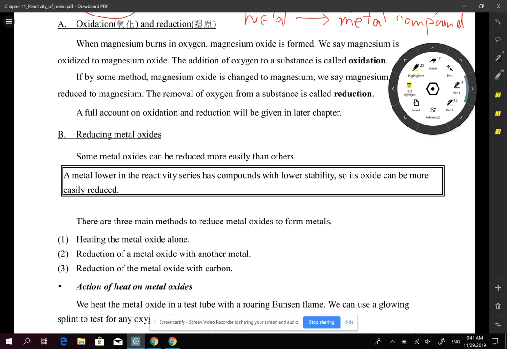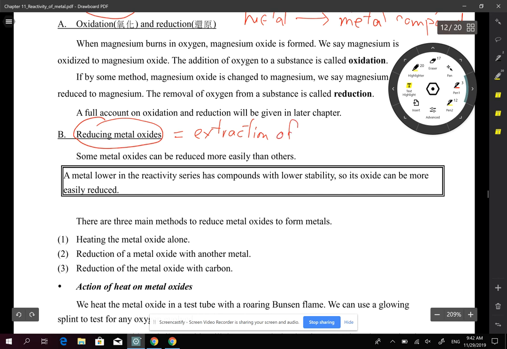So, sometimes you will see the description of extracting oil. We can also use this description instead of extraction. Actually, it is extraction of metal ore. They are talking about the same thing.